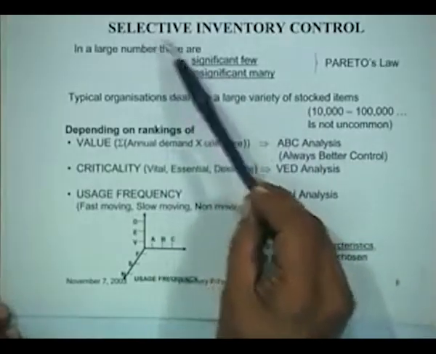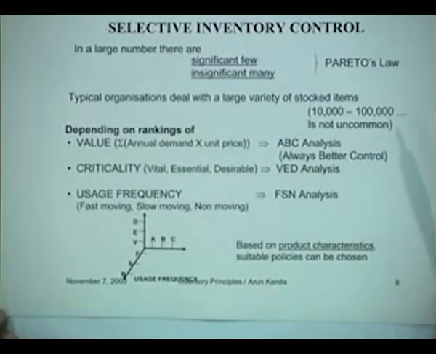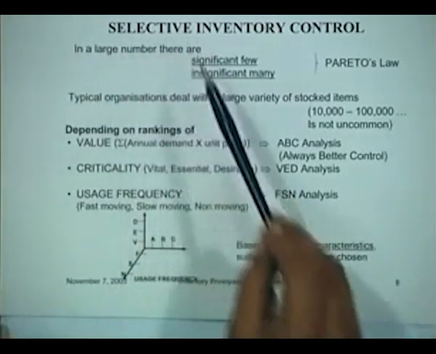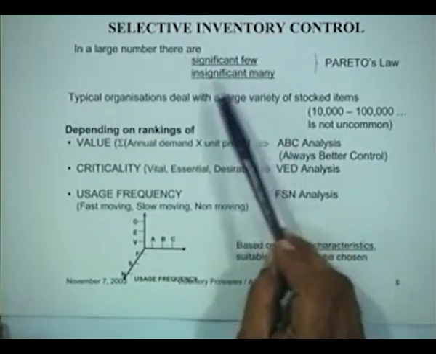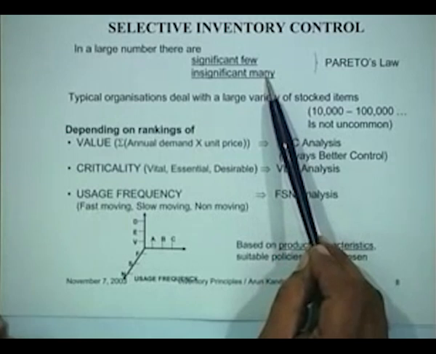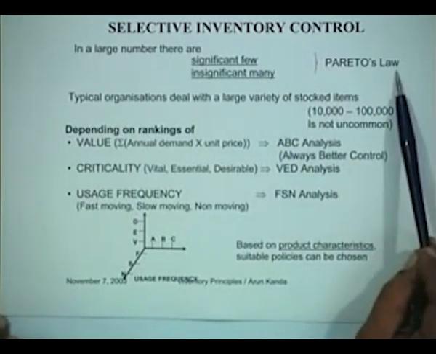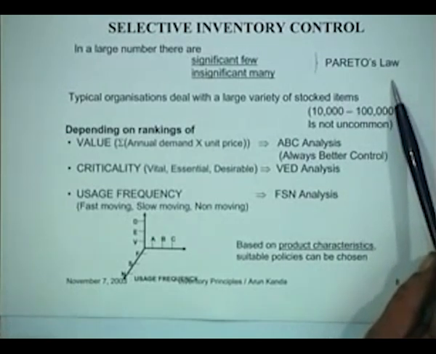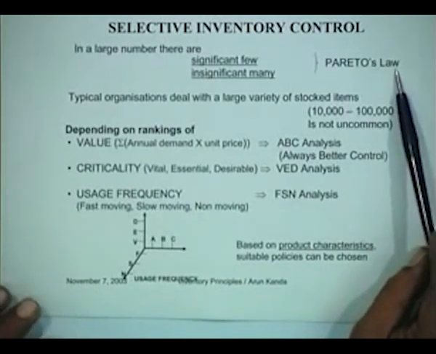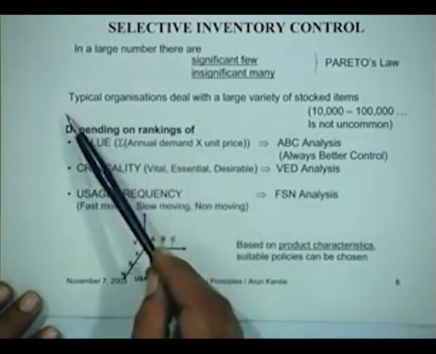I think a very important principle in dealing with inventories is what is known as selective inventory control. And many of you may have heard of this term, that if you have a large number of items or if you have a large number of people, there are always a significant few and insignificant many among them. In fact, this law is known as Pareto's law. Okay. Now, Pareto's law applies very well to inventory situations.